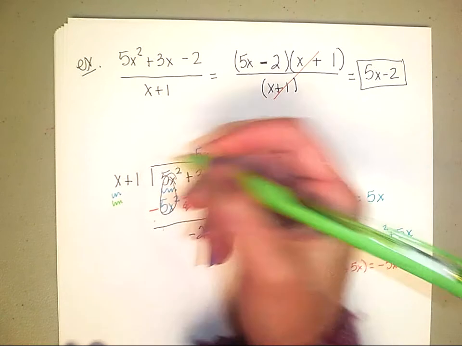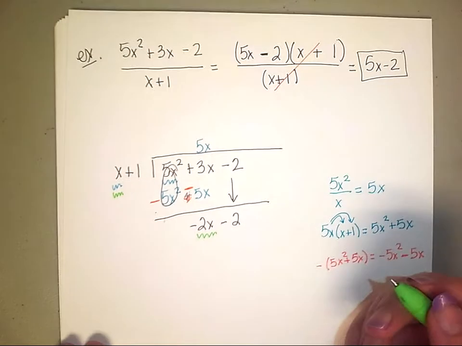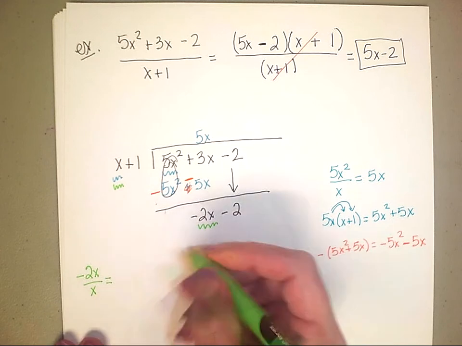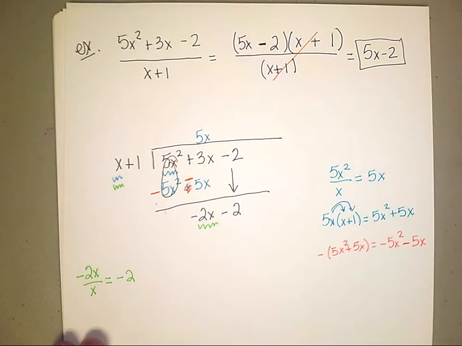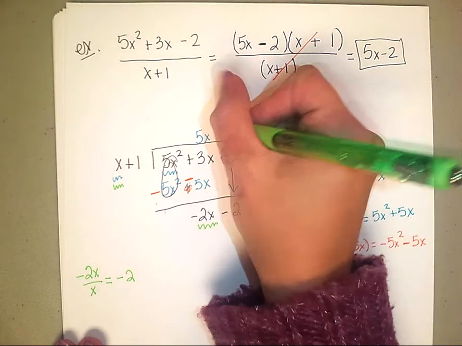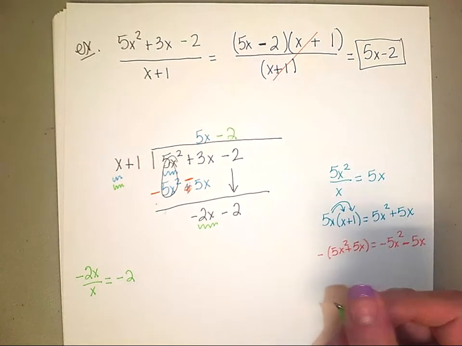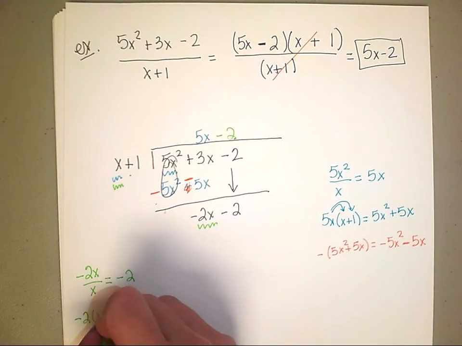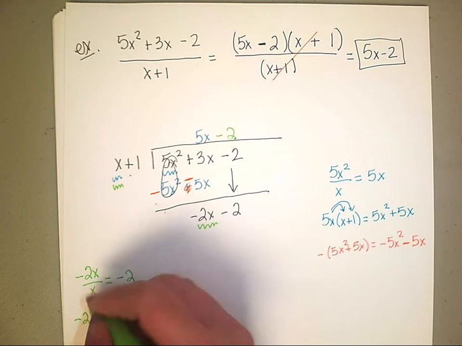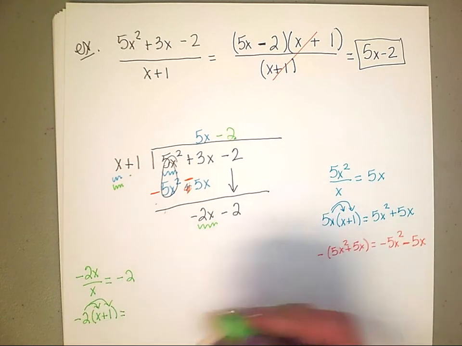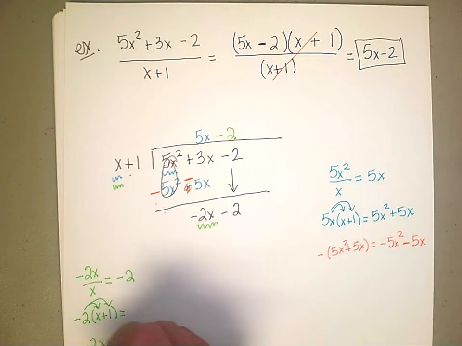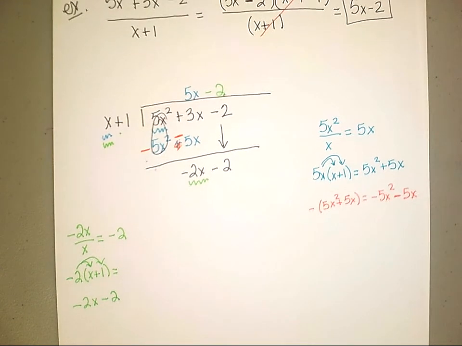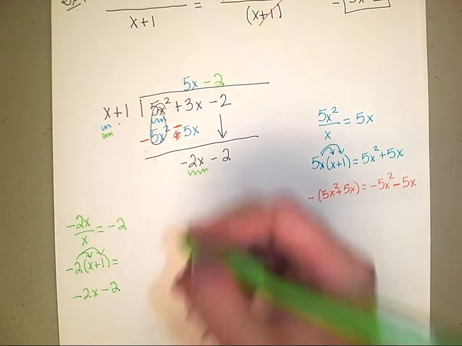This time we look and see how many times does x go into negative 2x. So we're looking at reducing this, which just reduces to minus 2. So that negative 2 becomes a minus 2 up top. Then we have to take this times this. And when we distribute the negative through, you'll get minus 2x minus 2, which is what we write up here.